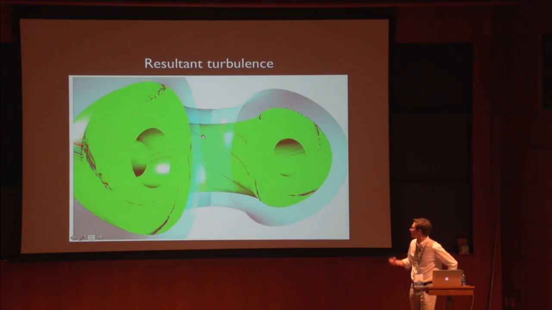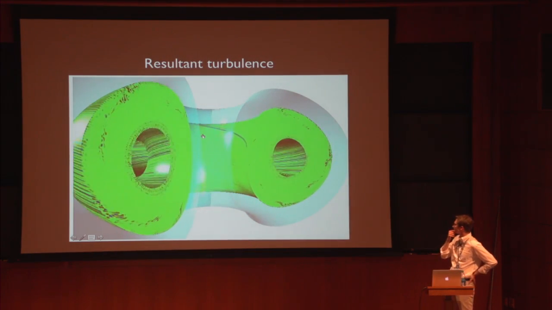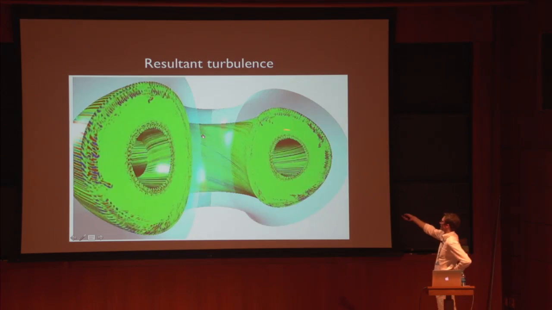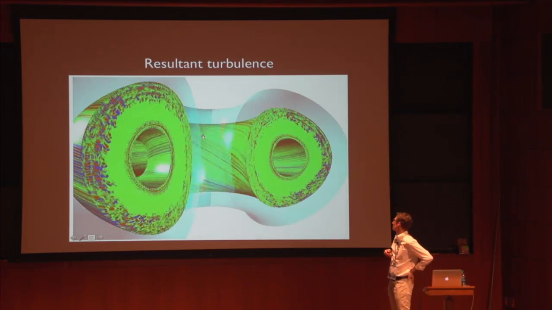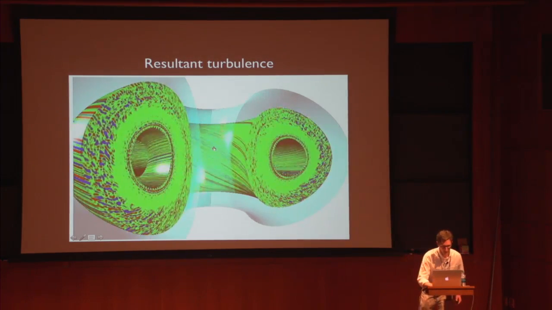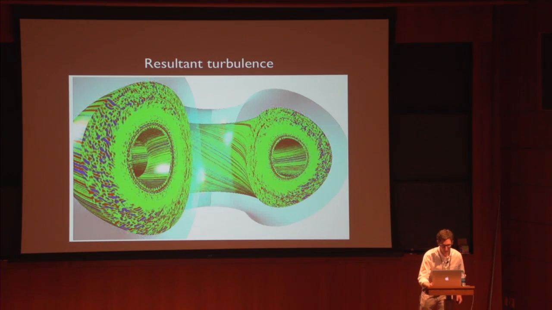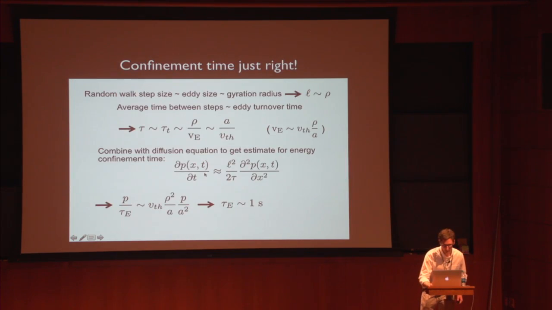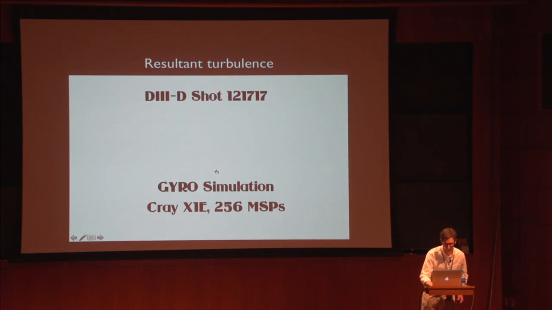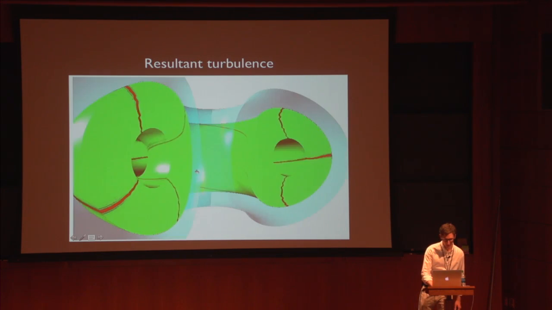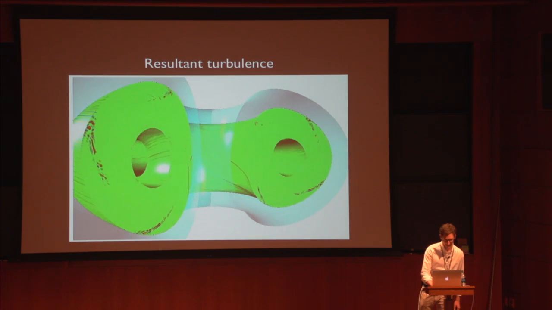Right. So here's a picture of what it actually looks like on a computer. This is taken from a gyrokinetic code called GYRO. And let me back that up. Yeah, so let me pause this before I get started. It happens fast. Sorry about that.